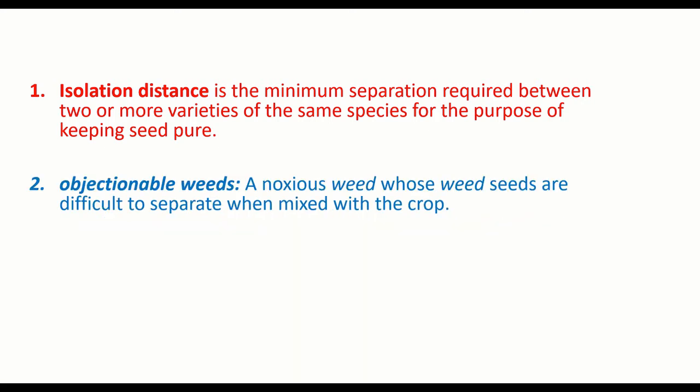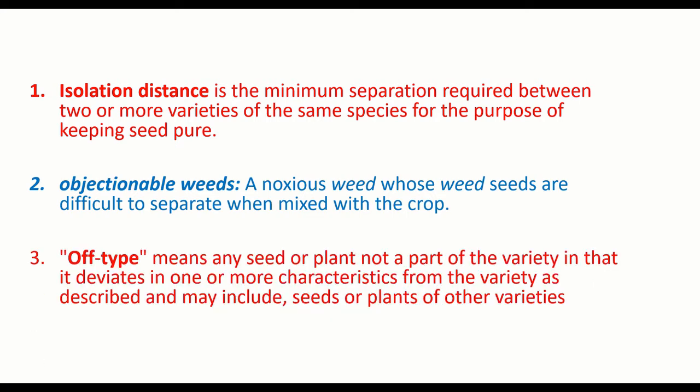The next one is objectionable weed. What are objectionable weeds? It is a noxious weed whose seeds are difficult to separate when mixed with the crop. This comes with the type, size and color of seeds, which are quite similar to the crop plants. Once mixed, it gets mixed in the field plot and at the same time in the seed lot. It is very difficult to separate because of the similar size and similar color. So it is best to avoid it in the field itself.